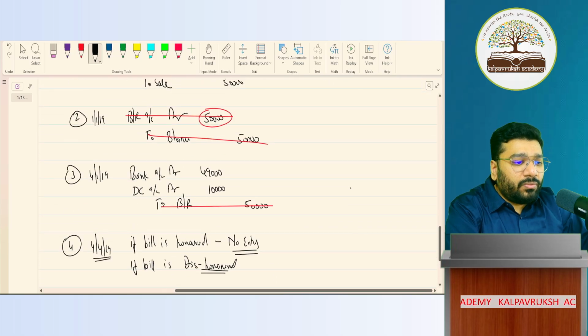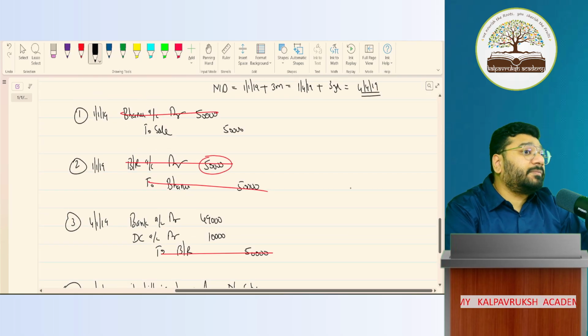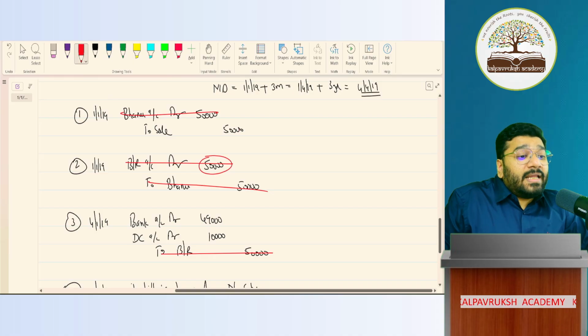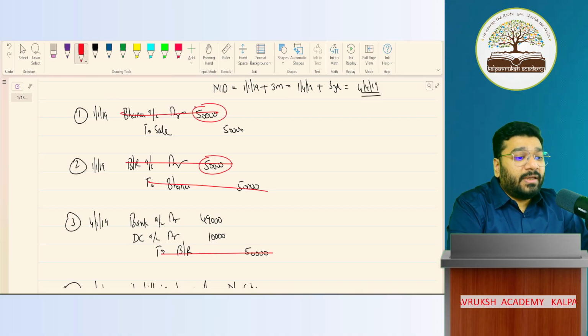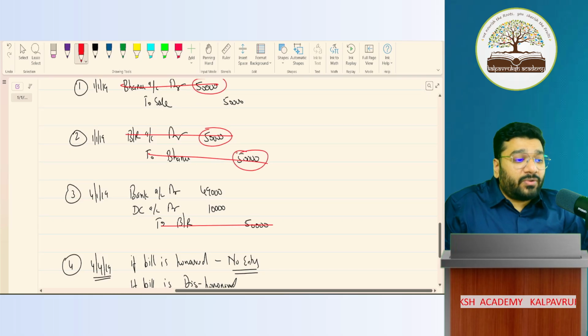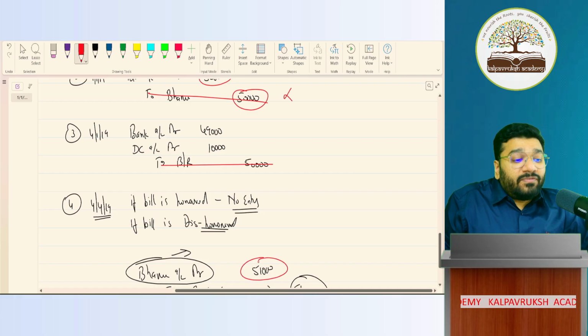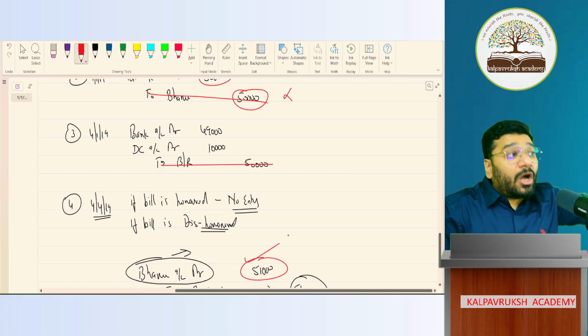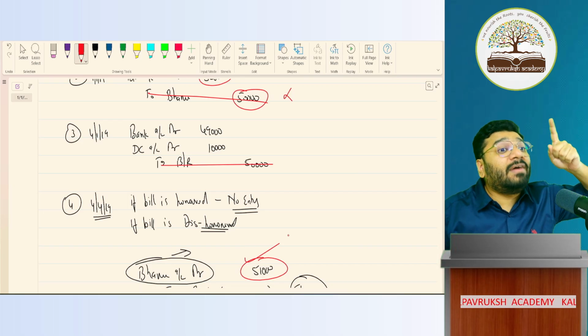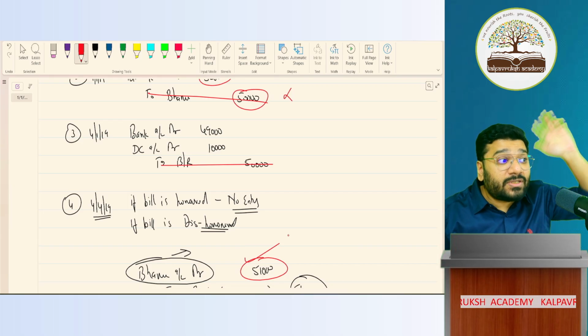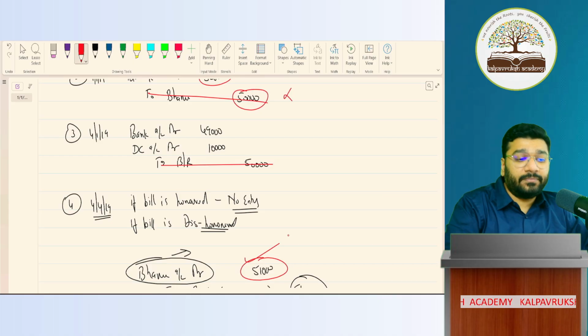Now, if I may ask you, what is the balance in Bhanu's ledger? Bhanu's ledger was opened by 50,000 in the first entry and closed by 50,000. So here Bhanu's account got closed and it got reopened with 51,000 rupees in the fourth entry. So how much money we have to recover from Bhanu now? 51,000 is the balance, not 50,000. Got it, not got it?